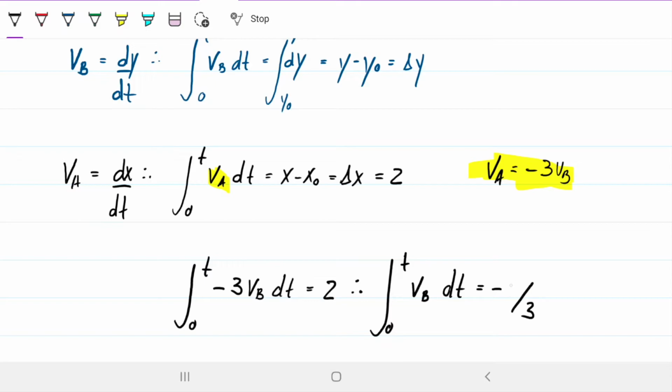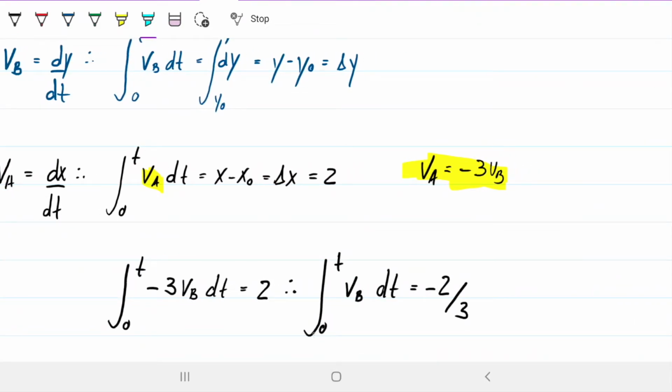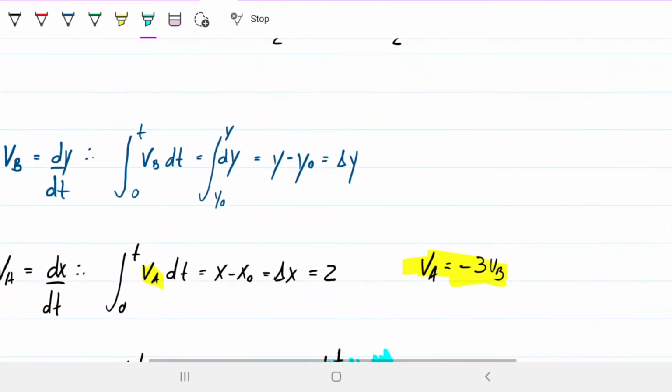Okay, and what have we found out? Well, check out what this is saying. My integral from 0 to t of VB dt is equal to negative 2/3. And my integral from 0 to t of VB dt is also equal to my delta y.